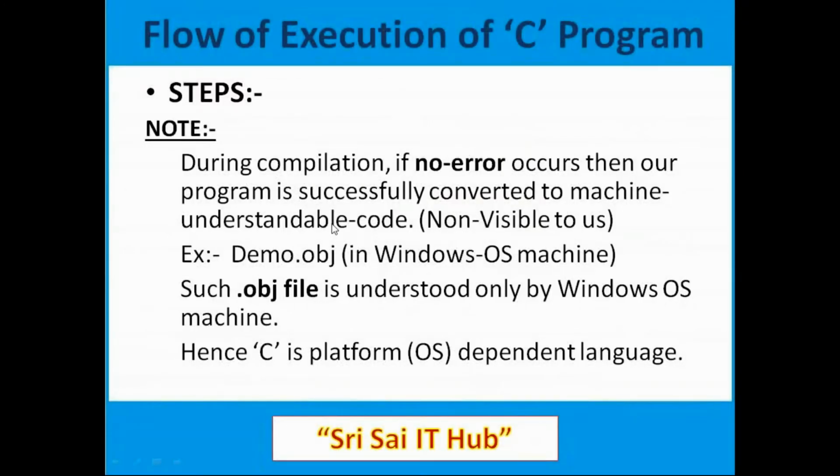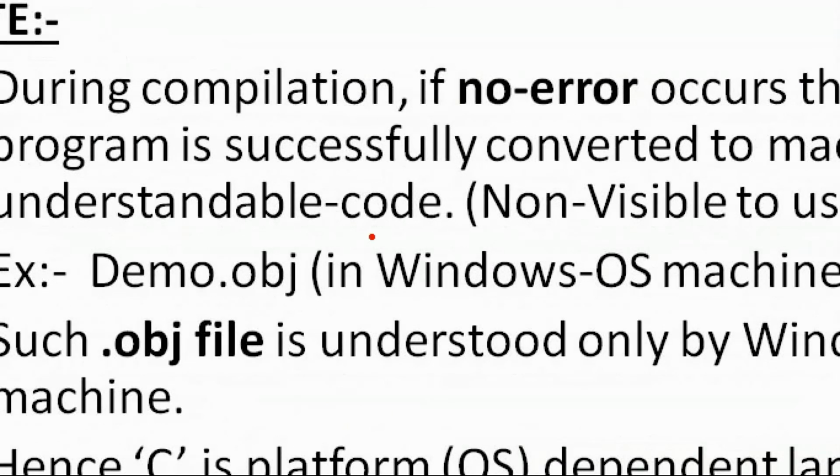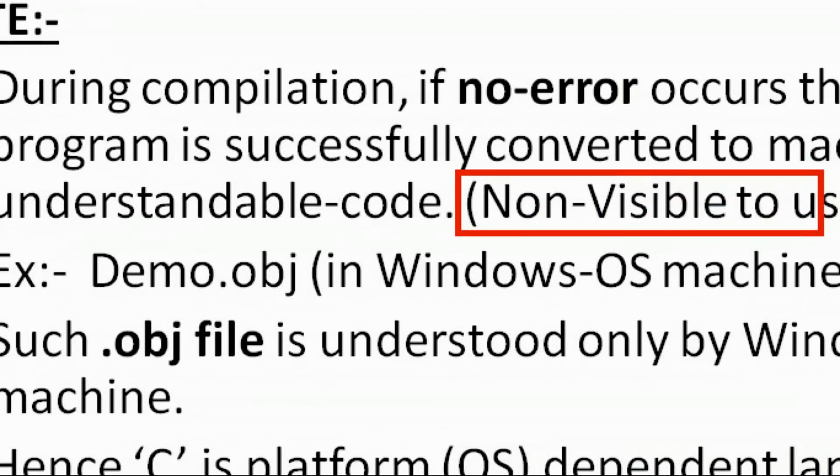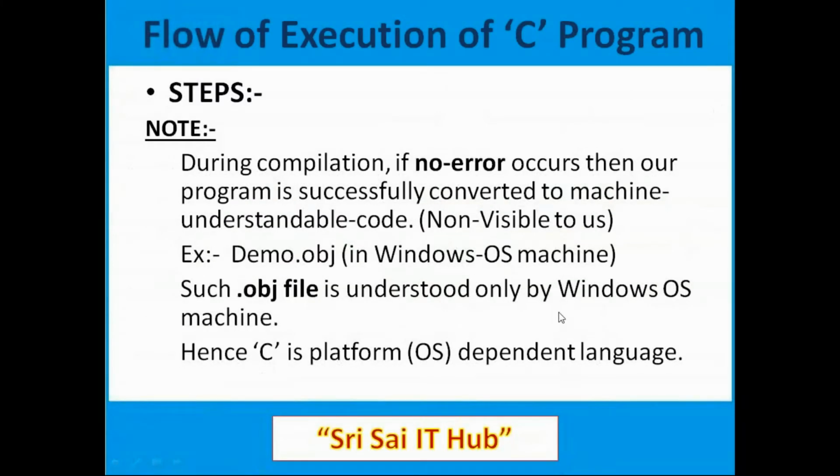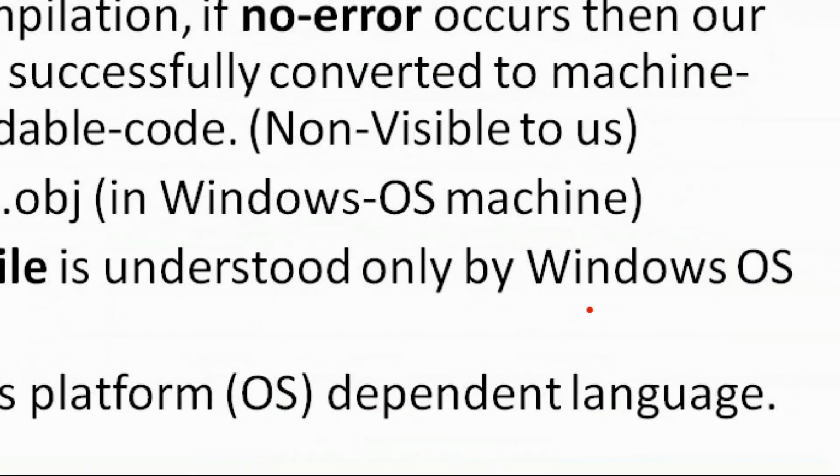In Dev C++, this machine code is not visible to us. The extension for machine code is .obj. If our program name is welcome, we'll get welcome.obj. If the program name is demo, we'll get demo.obj. In Dev C++, this obj code is created internally, and after the execution process, it is automatically deleted. Whereas if we use old compilers like Turbo C or C++, this obj code is also visible in our working directory. And this obj code is understood only by that particular operating system, which is nothing but the Windows operating system.